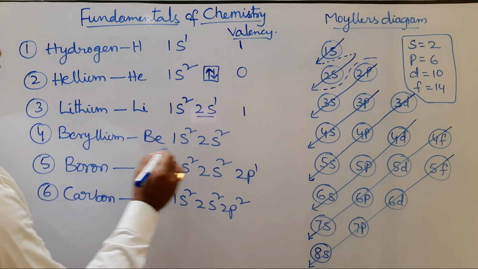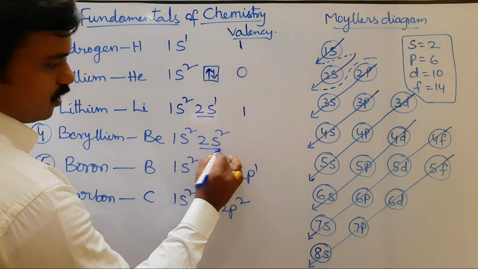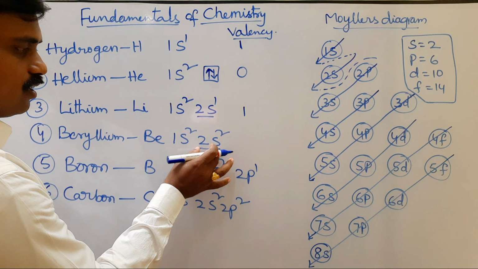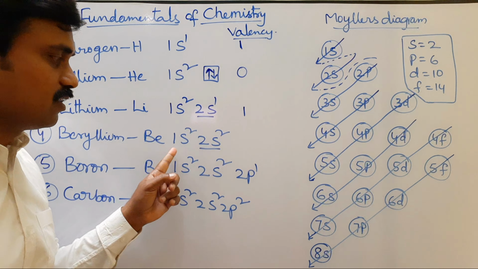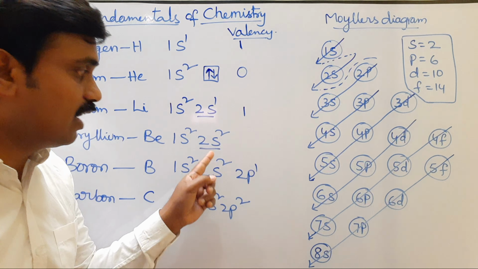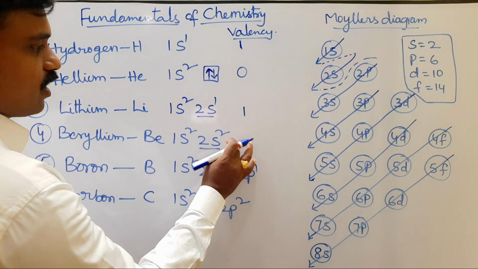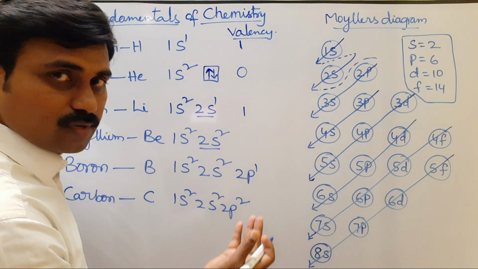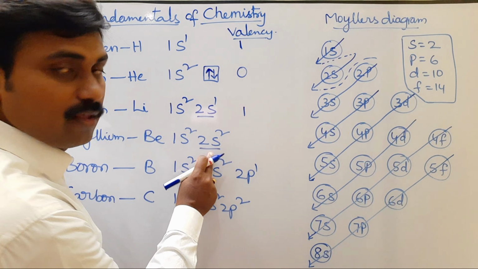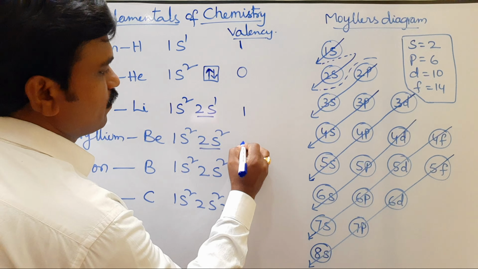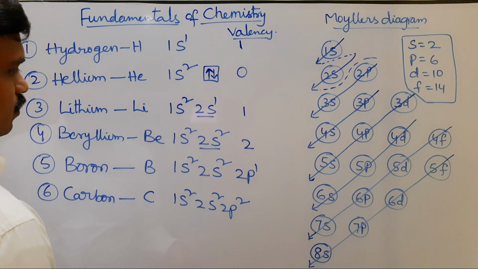In the case of beryllium, 1s2, 2s2. It has 2 electrons in its valence shell. It has 2 electrons in the first energy level and 2 electrons in the second energy level. These 2 electrons can split, because 2p is there but has no electrons. That's why this electron pair can be released. So the valency of beryllium is 2.